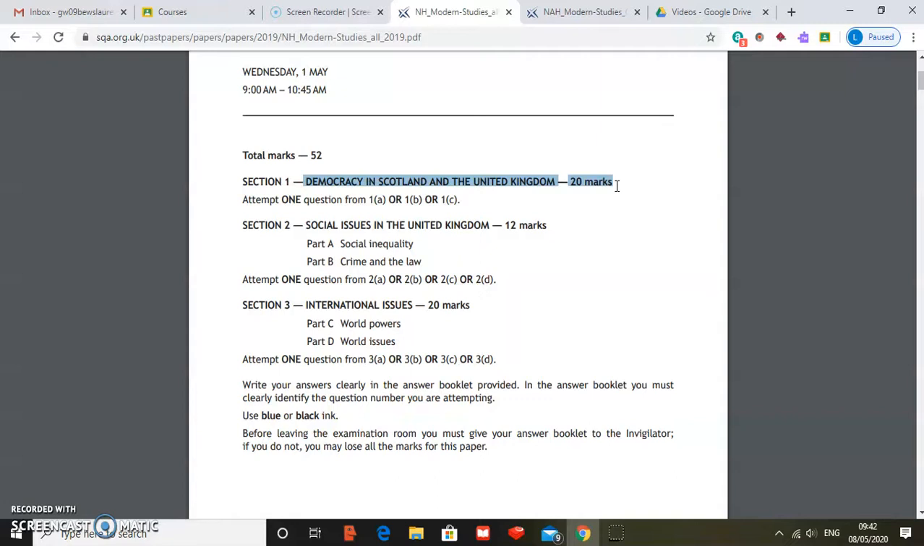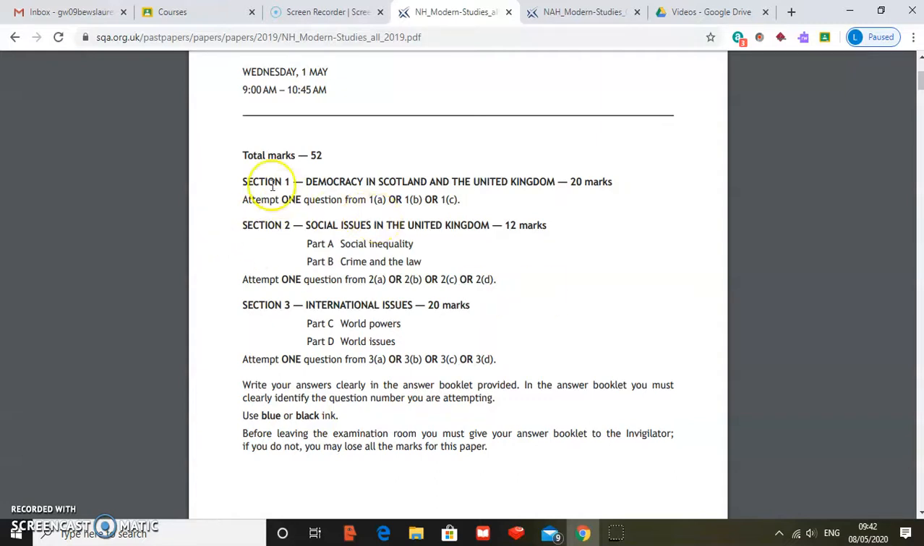However, in section 2 and 3, you can see that section 2 in this year, 2019, was worth 12 marks, whereas section 3 was worth 20 marks. However, this is not actually fixed. Sections 2 and 3 can either be 12 or 20. It doesn't really matter which one they do, they just switch it around every now and again.